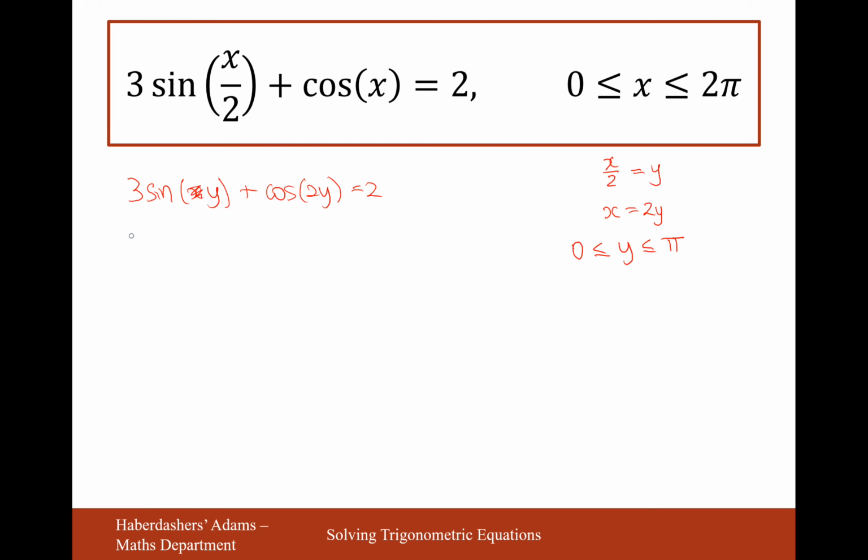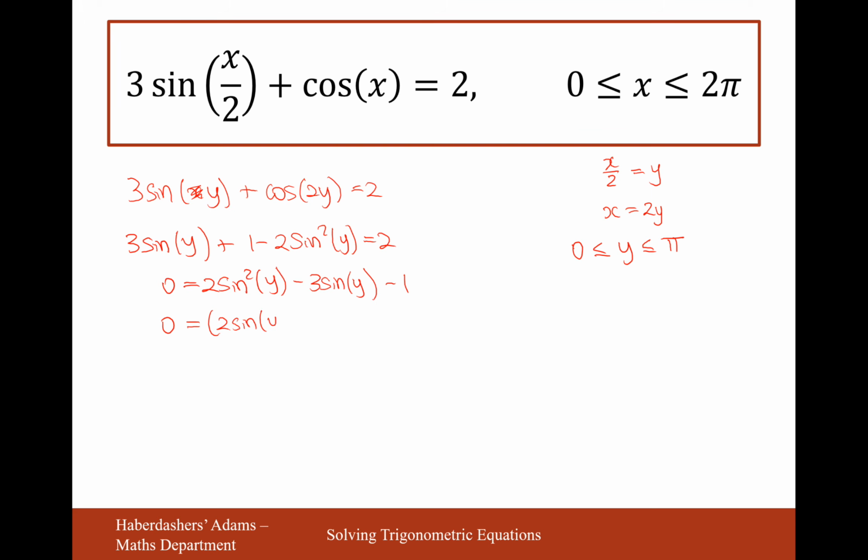Let's now solve this. We've got cos 2y, so there's a cos double angle formula that will be helpful here. It's going to be 3 sin y plus 1 minus 2 sin squared y equals 2. Let's move everything onto the right hand side now. It'll be 2 sin squared y minus 3 sin y, and then minus 1 on that side. So let's now factorize it. It'll be 2 sin y and sin y.